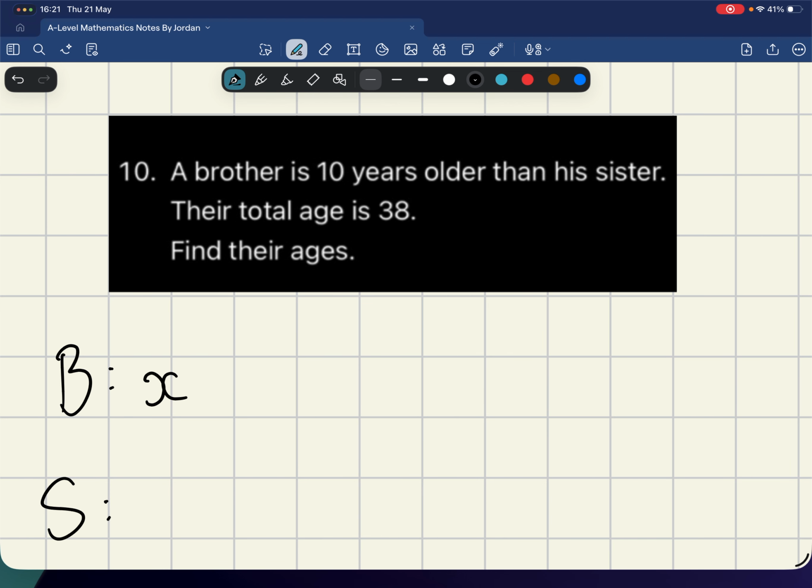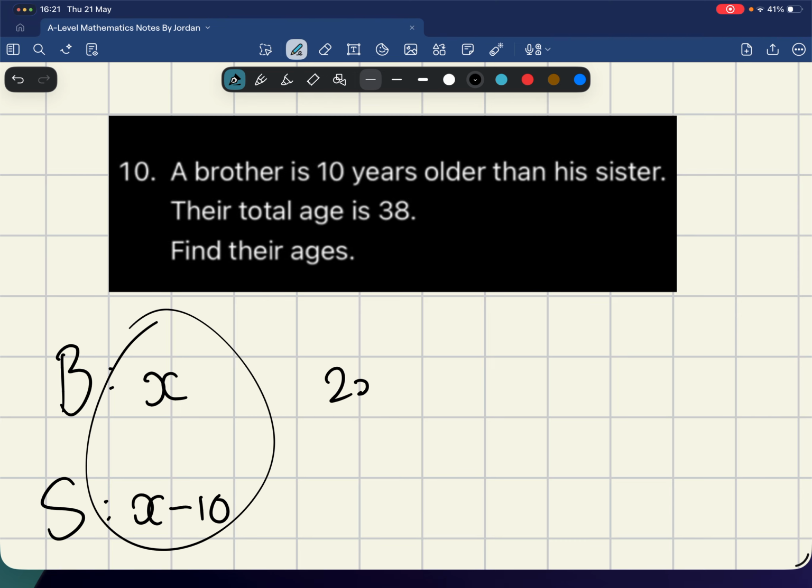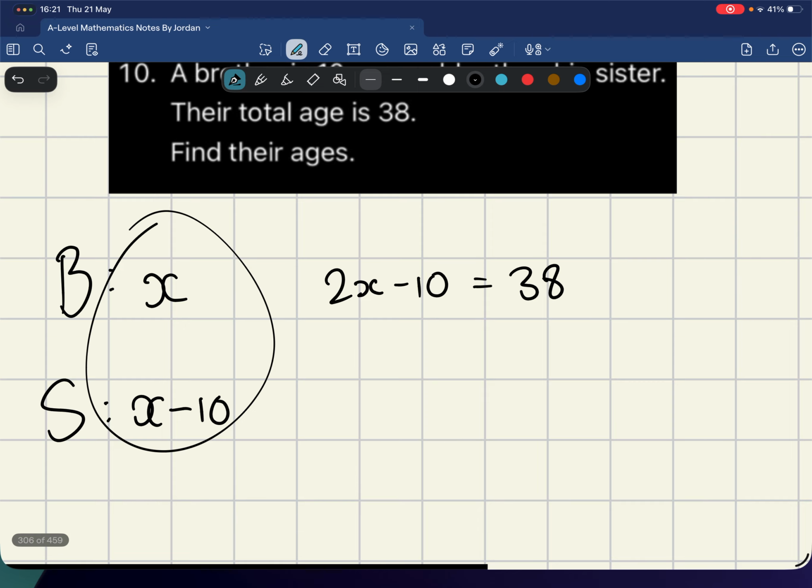So the brother is 10 years older than his sister, so the brother's the older one. That means the sister would have to be 10 years younger, so that would be x minus 10. And if we add these two together, we get 2x minus 10, and that will be equal to 38. The opposite of subtracting 10 is to add 10. So adding 10 to both sides gives me 48 here.